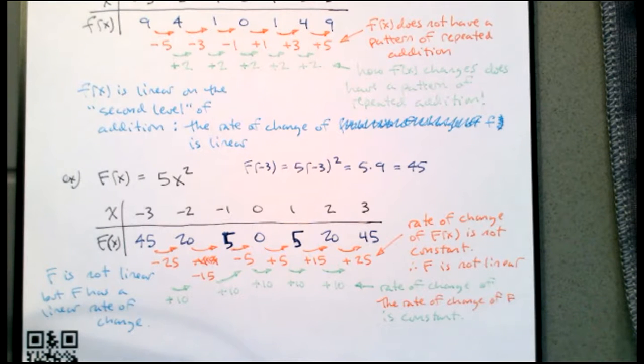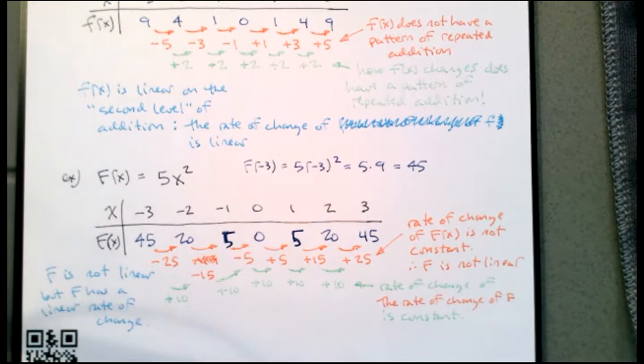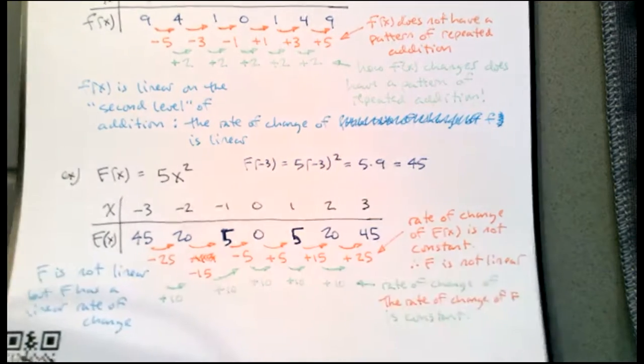So here's the pattern that we're going to see in the numbers. It's not the first level of subtracting. 20 minus 45 is negative 25. 5 minus 20 is negative 15. That first level of subtraction is not going to be constant because the function isn't linear. But the second level of subtraction is going to be constant for a quadratic function. What this means is that we can start filling out a pattern if we know it's quadratic.